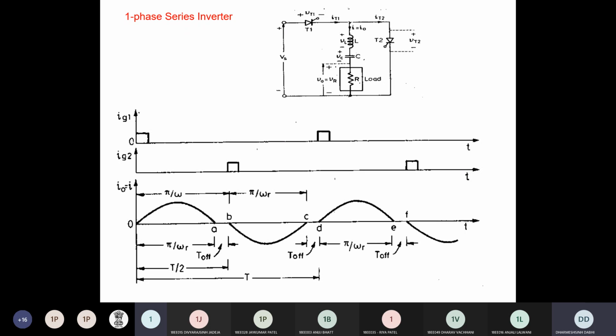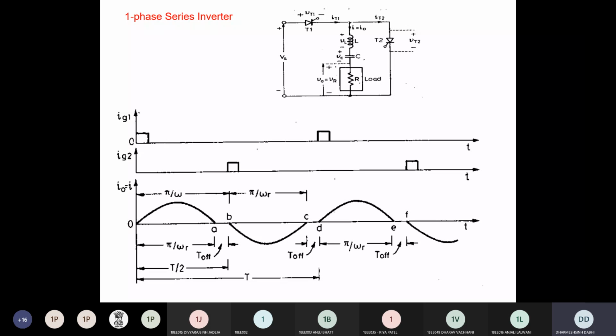Anyone? Sir, what is the role of inductor? The role of inductor here is to limit the source current, as well as to filter out the harmonics. Clear? Basically L and C is one type of passive filter.